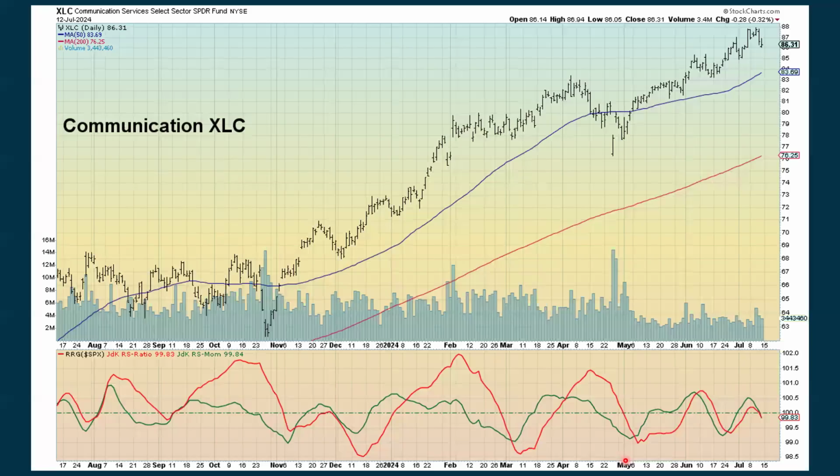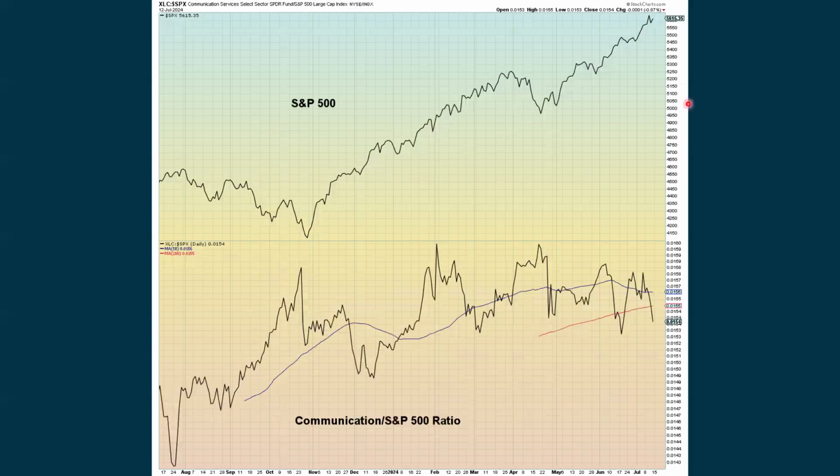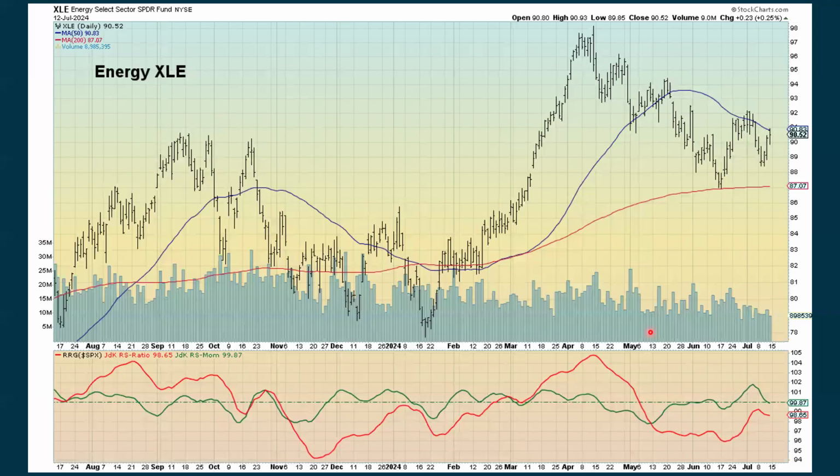And communication, this has been a stronger area in the market, but we're seeing a little bit of weakness when it comes to momentum and the relative strength here, even though it's still in a pretty solid uptrend. And then we've been chopping more or less sideways when we do a ratio between communication and the S&P 500 and saw some weakness late last week.